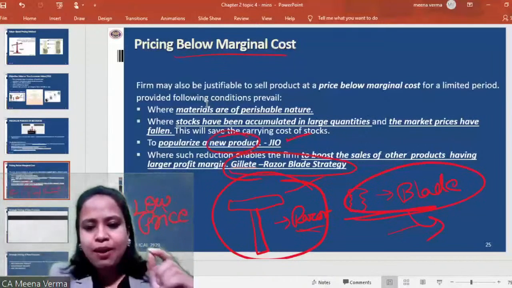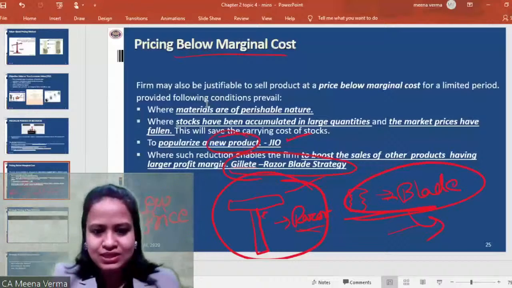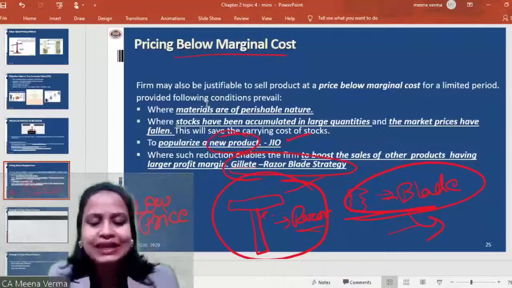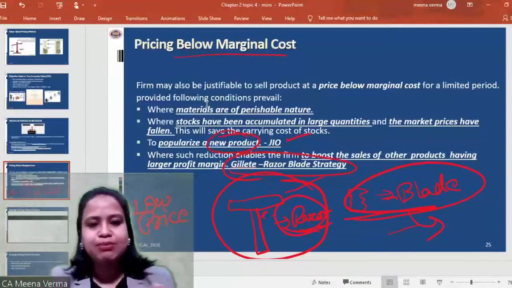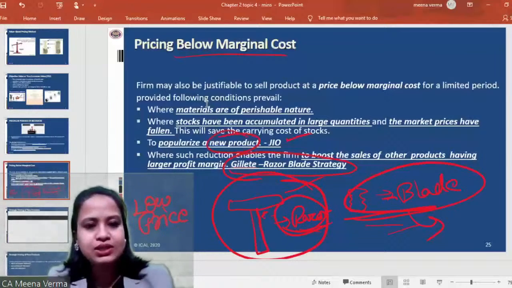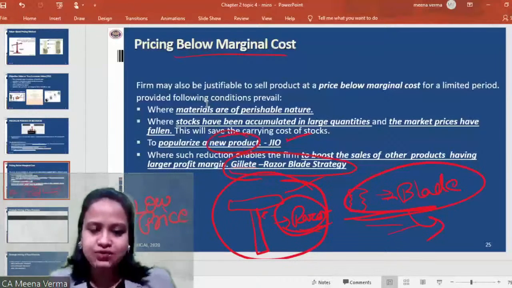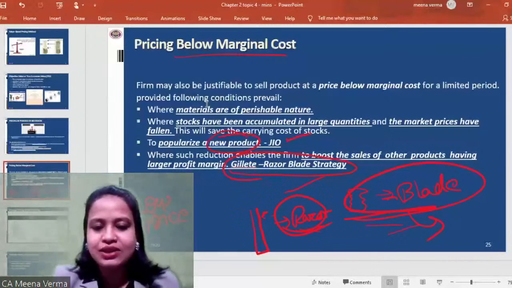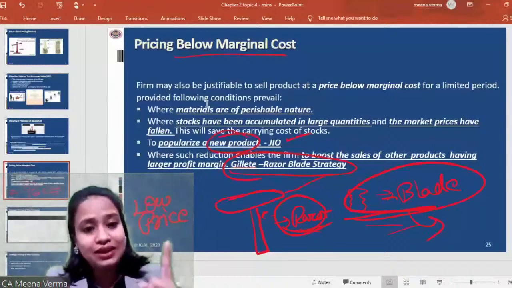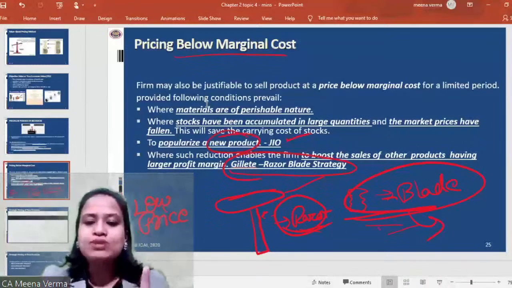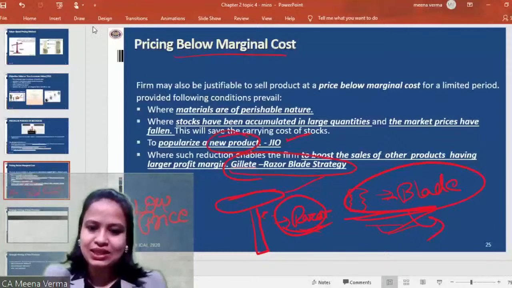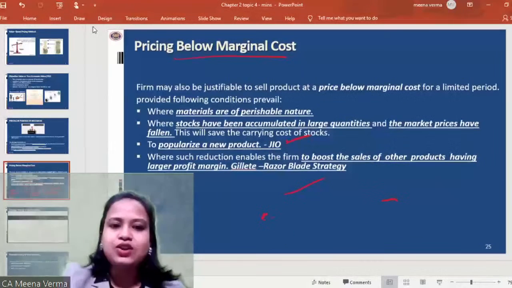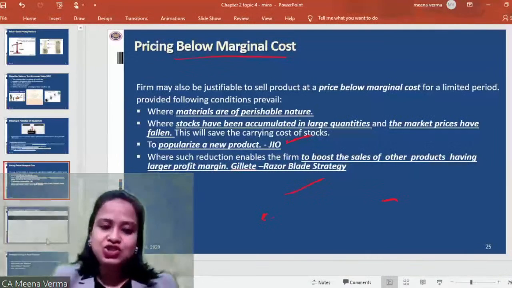The blade is compatible with the razor, so if you buy the razor, you can use this blade. So actually the Gillette company was not earning money from the razor, but from selling the blades. This is the razor blade strategy followed by Gillette. In such a case, they sell their razor even below variable cost, and they recover their profit from selling the blades. I hope it is clear now. These are the places where you can sell your product even below marginal cost.